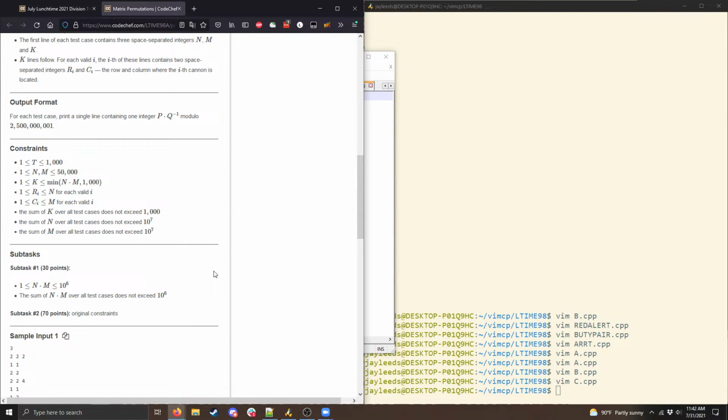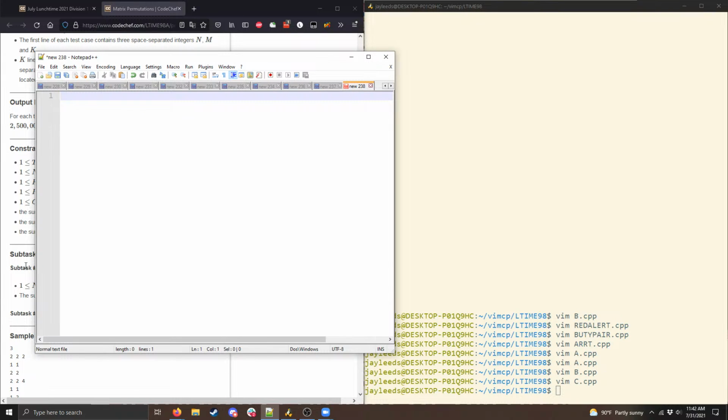Now, in the general case, n and m are each up to 50,000, but there's no bound on n times m, and so there can be a ton of cells. But in the subtask that I managed to solve, n times m was bounded at 10 to the 6th. And what that means is that for the subtask, we can look for an O(nm) solution.